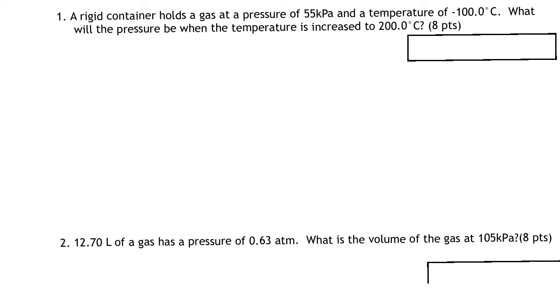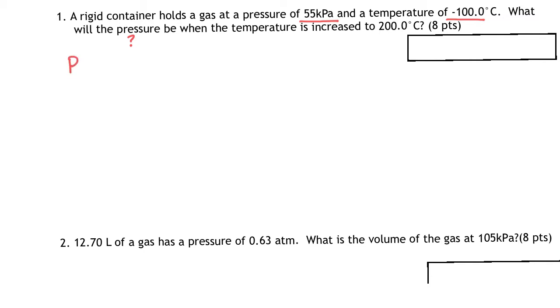So it says a rigid container holds a gas at a pressure of 55 kPa and a temperature of negative 100.0 Celsius. What will the pressure be when the temperature is increased to 200.0 degrees Celsius? So the first thing I'm going to do is write down my variables.